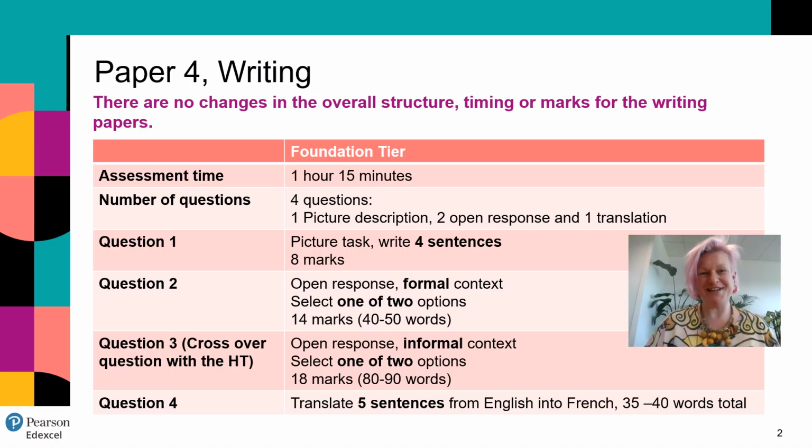There are no changes between the draft and accredited versions of the writing paper in terms of the structure, the timing, or the number of marks for both the higher tier and the foundation tier. For the foundation tier picture task, the students will still get one colour picture to describe in 4 short sentences, and they will also get the choice of 1 question from 2 for both of the open response questions.